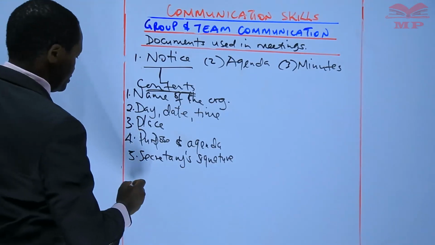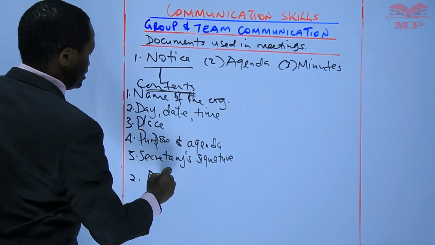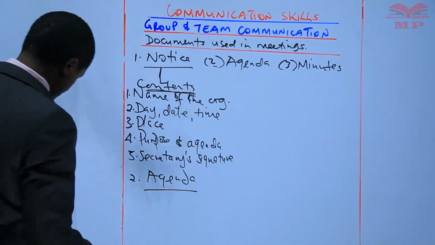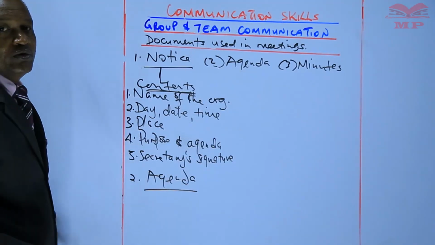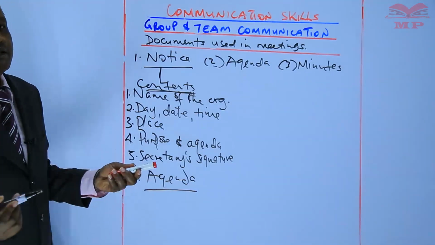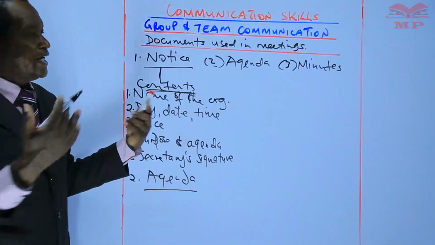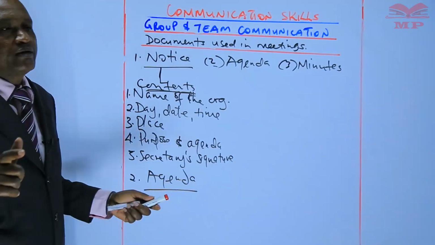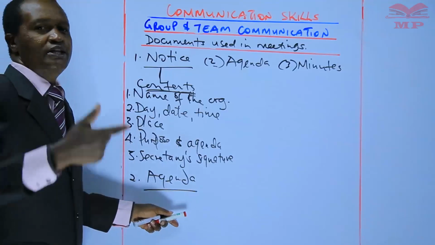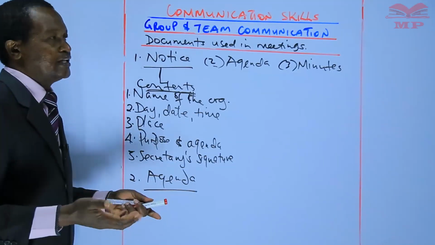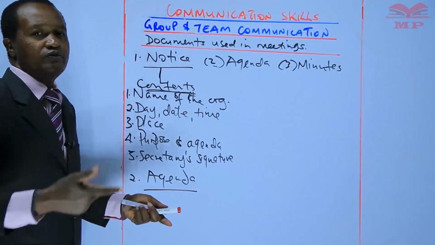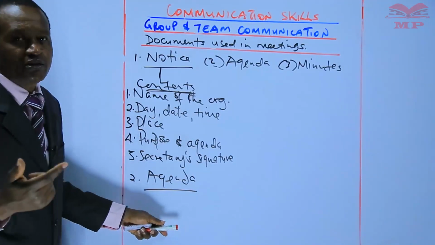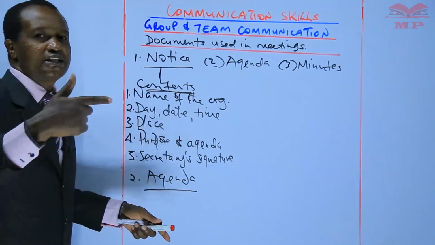The second document is the agenda. Agenda number two. Now, agenda means things to be done. It is also called business order or order of business to be discussed during the meeting. And agenda refers to the program schedule of the meeting and is prepared by the convener or the secretary in consultation with the chairman and his approval.